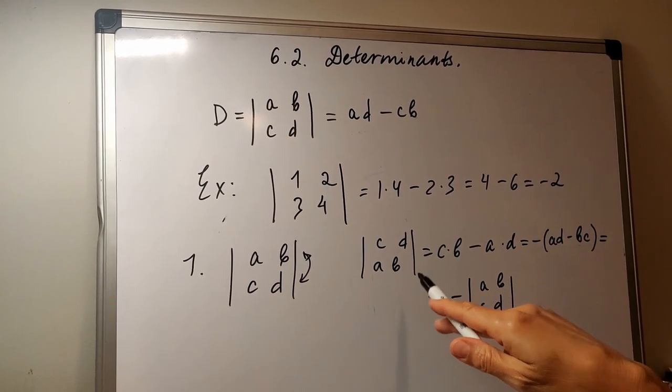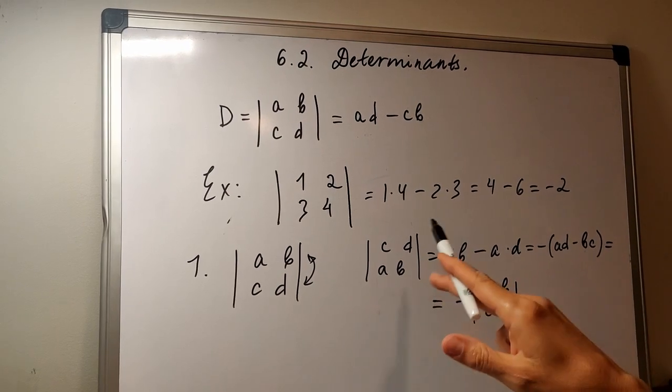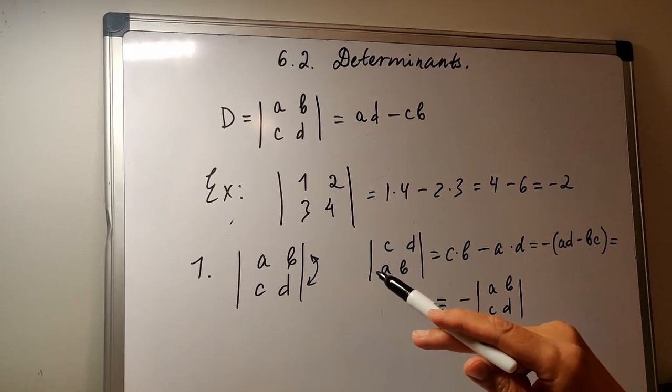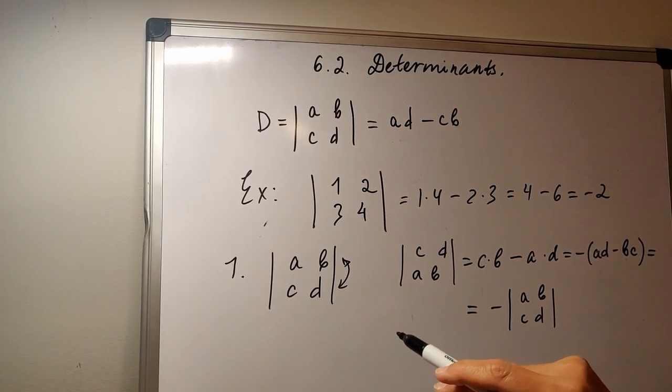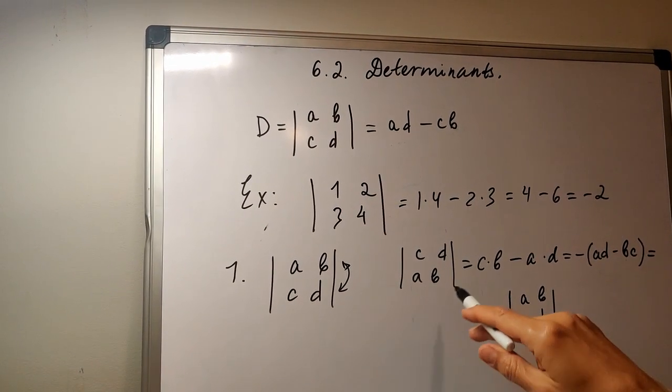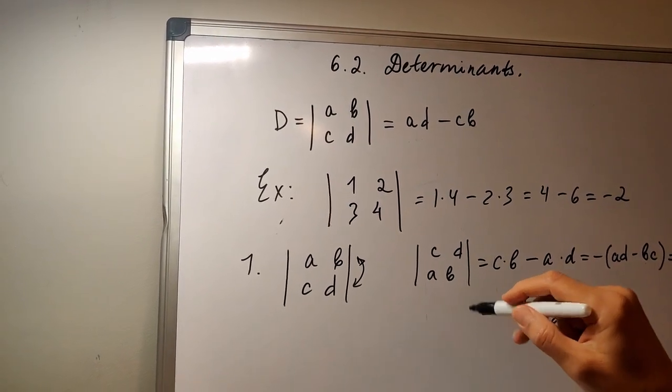The rule works not only for a 2 by 2 matrix. We checked it for 2 by 2, but it's going to work for 3 by 3, 4 by 4, and so on. Eventually, in linear algebra, you are going to prove it. For right now, it's easier to remember if you just try it on a 2 by 2 matrix.